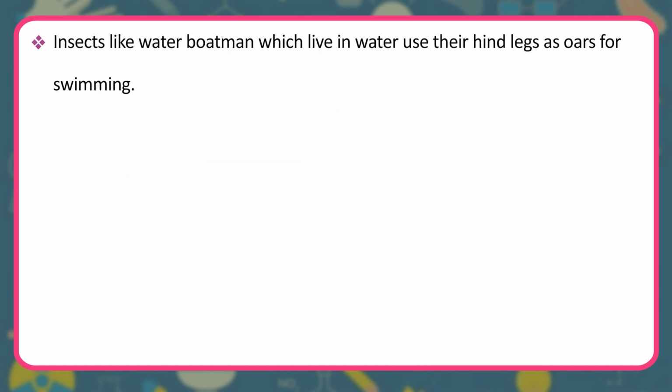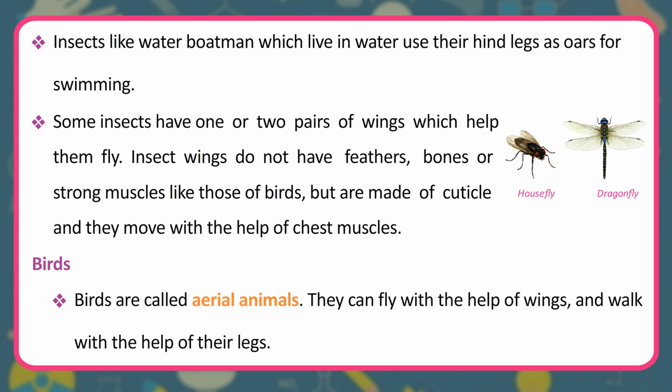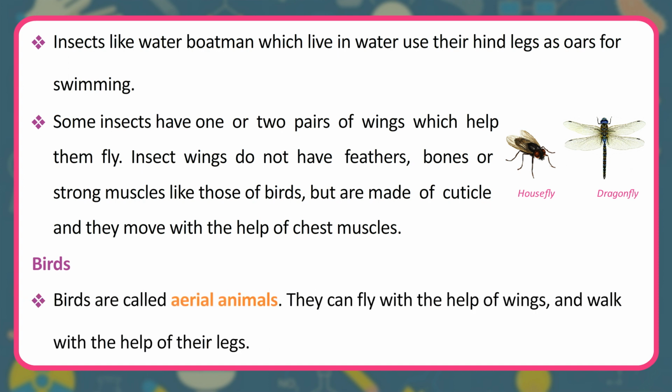Insects like water boatmen which live in water use their hind legs as oars for swimming. Some insects have 1 or 2 pairs of wings which help them fly. Insect wings do not have feathers, bones or strong muscles like those of birds, but are made of cuticle and they move with the help of chest muscles. Housefly. Dragonfly.